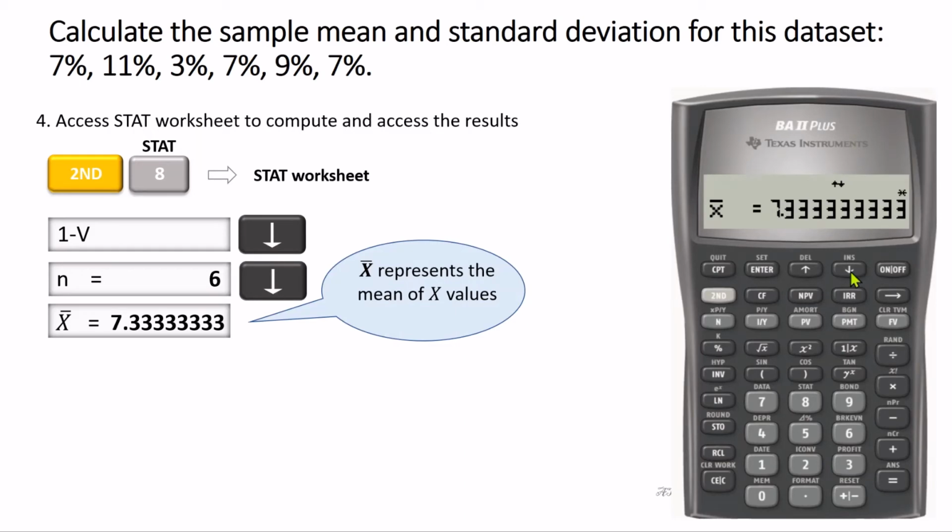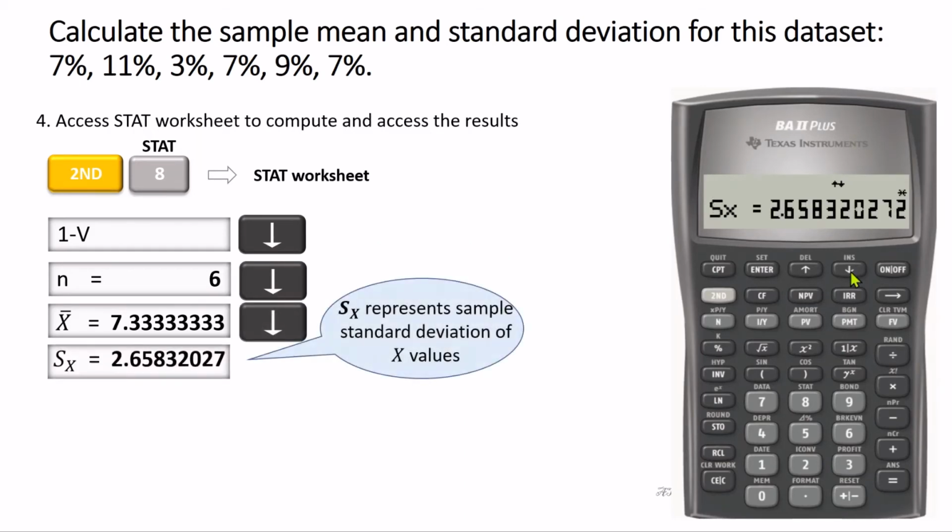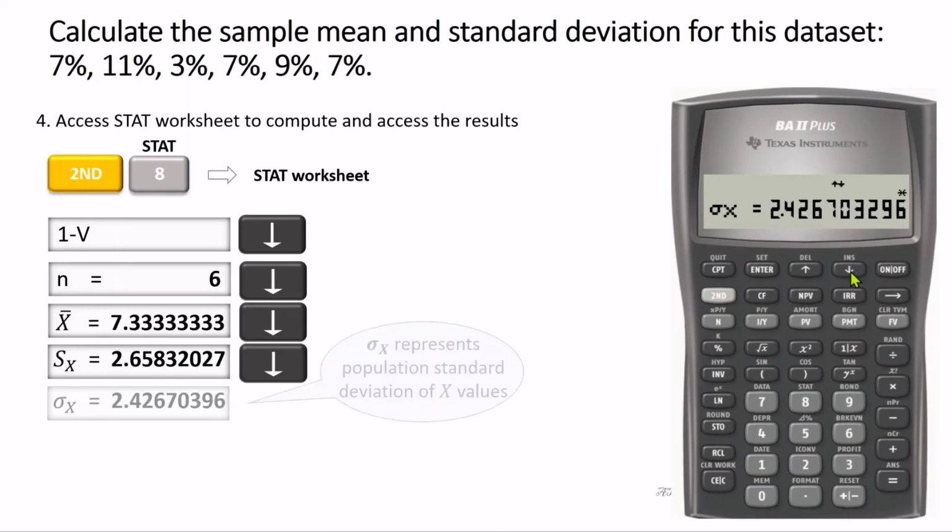We use the down arrow key to move to the sample standard deviation. S sub x represents the sample standard deviation, which is what we're looking for in this case. So the sample standard deviation is 2.66%, rounded to 2 decimal places. We use the down arrow key again. Sigma sub x represents the population standard deviation. In case the given values are the whole population, we use this standard deviation.